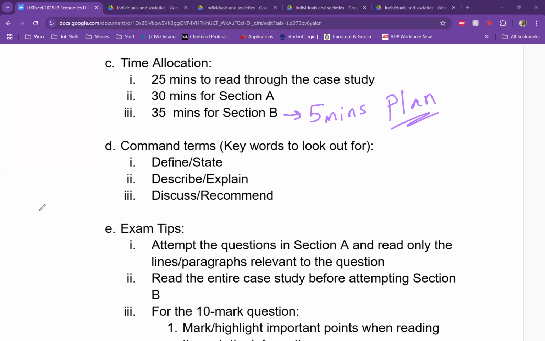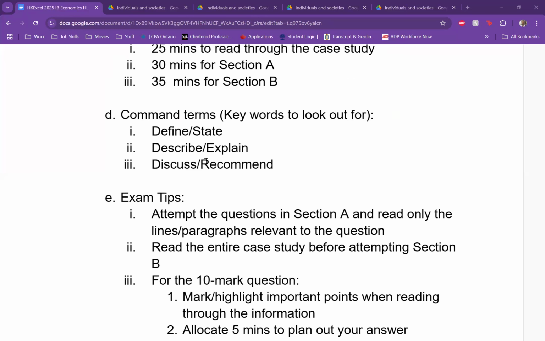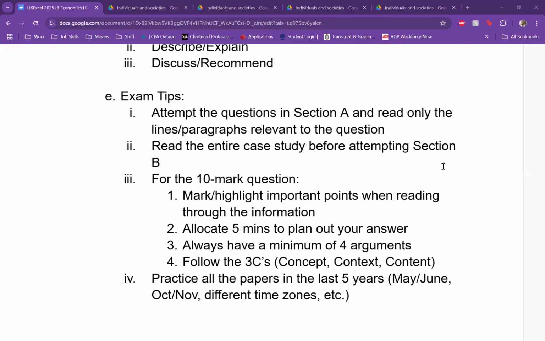Next, we have exam tips. So what you can do is attempt the questions in section A first, before you even read the case study in its entirety.